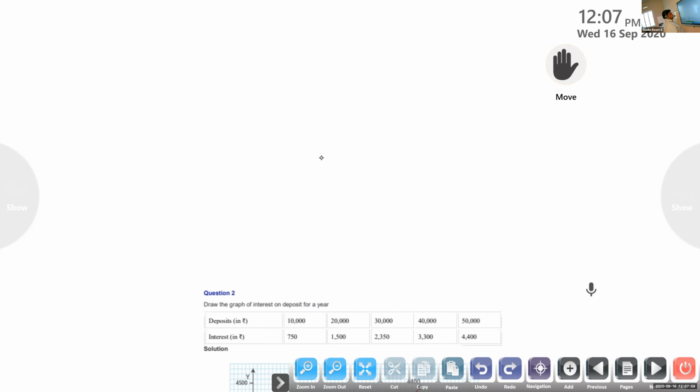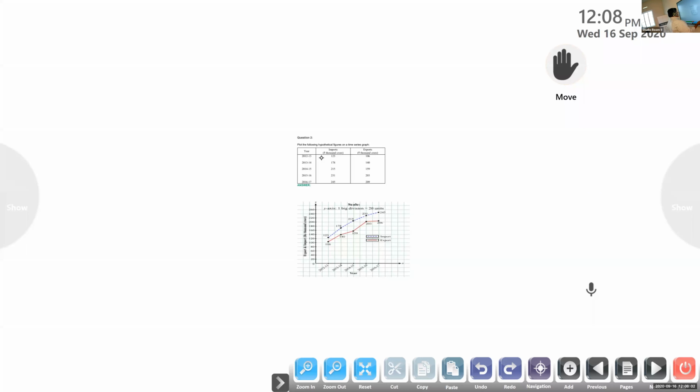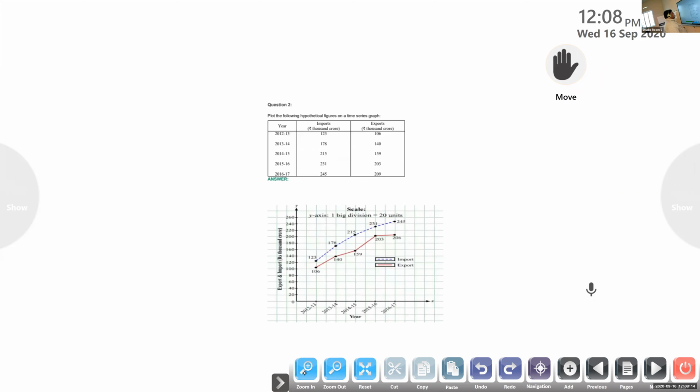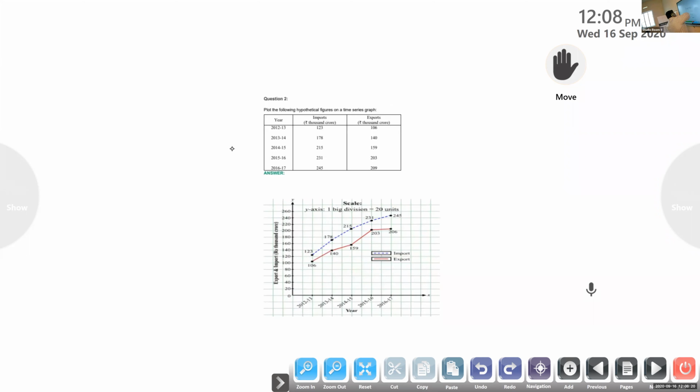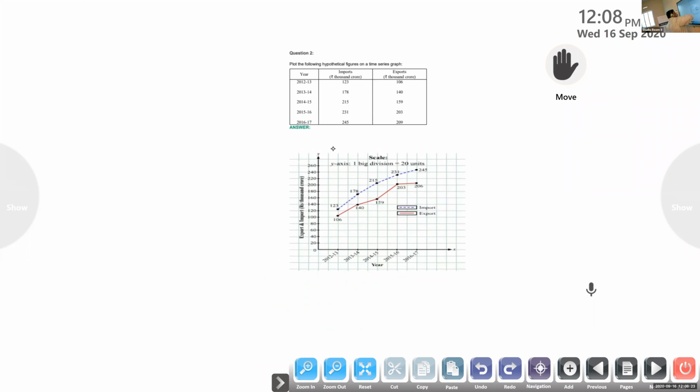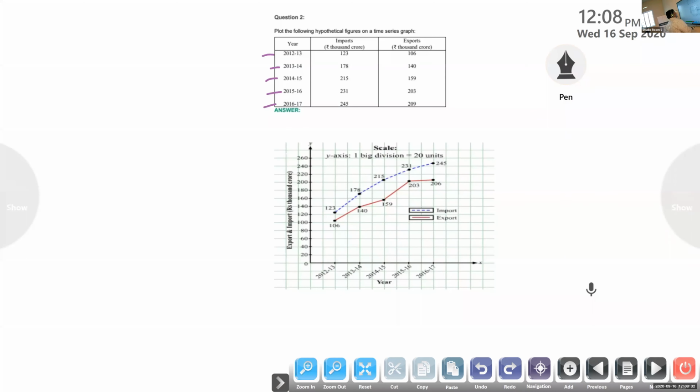Done? Okay, now we are going to discuss the arithmetic line graph only, but here we find two variables. For easy comparison, we use two variables in one single arithmetic line graph. Here you can see the years mentioned, 2012 to 2017, and imports and exports, two data sets. One is import data and the other is exports.